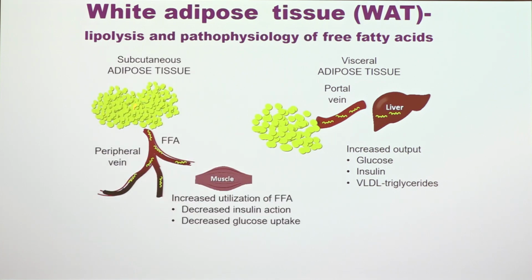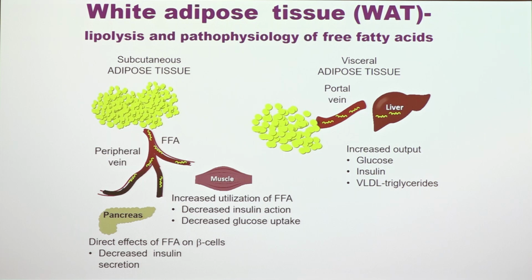Conversely, in the subcutaneous adipose tissue, when fatty acids are released into the peripheral veins, they are preferentially used by the skeletal muscle, and the skeletal muscle actually prefers fatty acids to glucose. That leads to a decrease in insulin action and a decrease in glucose uptake. So you tend to keep your glucose in the blood instead. Another thing we know about fatty acids, at least in animal experiments, is that free fatty acids have a detrimental effect on beta cell function, so they decrease insulin secretion.